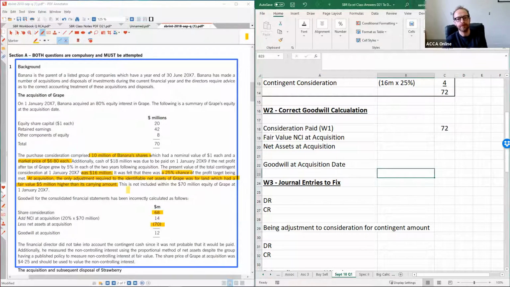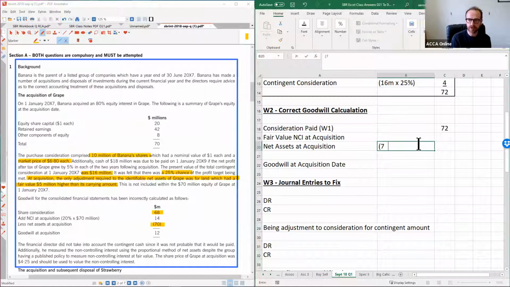Okay, so what you should have here is they have not included this adjustment to land, fair value higher by 5 million. Well, we know it needs to come in at fair value, so we need to increase the 70. So it's going to be 70 plus the 5 to increase it by that amount, which is going to be 75.